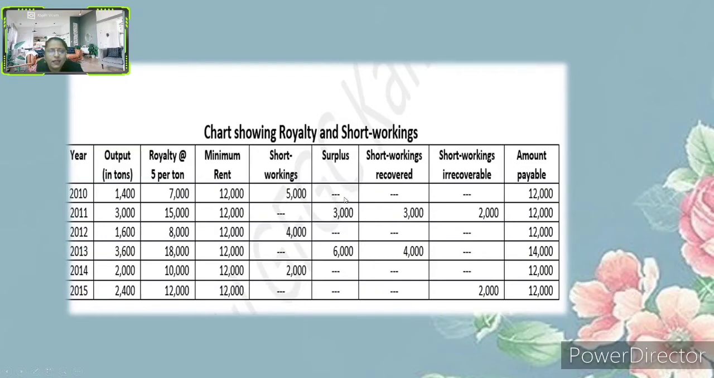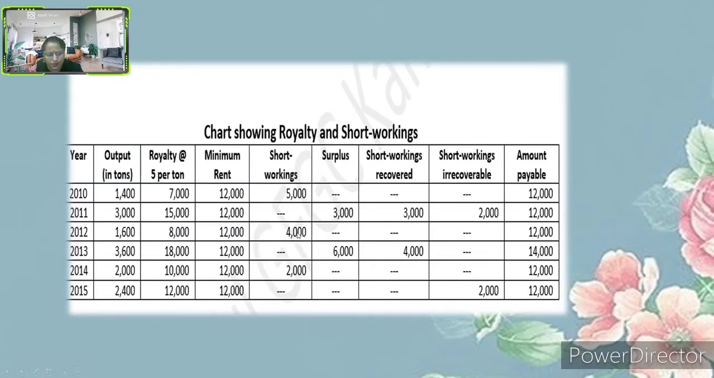Now let us see whether the surplus is there here. Here we had the surplus, that is 15,000 minus 12,000, 3,000 is the surplus. Here we can recover. Okay, that is the short workings recovered 3,000, and the irrecoverable totally 5,000. From this we have recovered 3,000 because the 3,000 surplus is there. From 5,000 we get 3,000, so 2,000 will be the irrecoverable. Okay, I think now you understand.